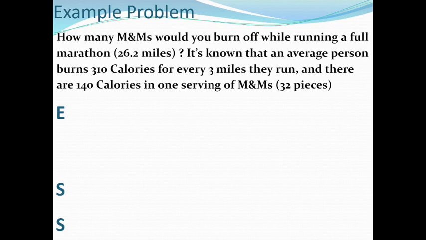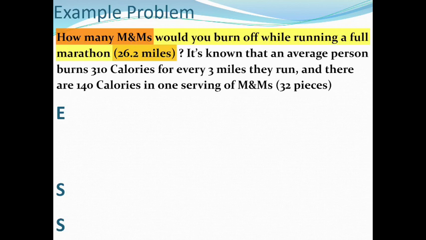So, if I read through this problem, it starts off with my question. How many M&Ms would we burn off while running a full marathon? And that question actually has both my given and my unknown in it. Of course, the unknown is sometimes easier to find. It's asking how many M&Ms would we burn off? But my given is that I'm running a full marathon. I'm going to be running 26.2 miles. Everything else in this problem is just context or a unit equation that we can use to do a conversion.